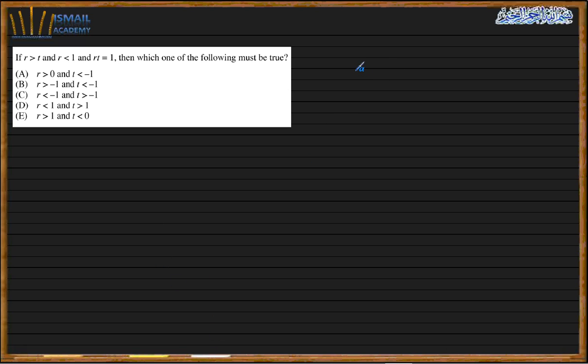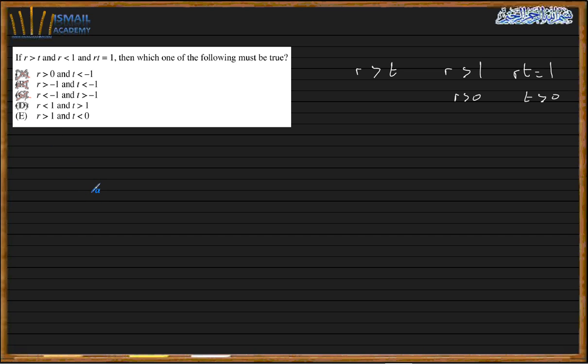If R is greater than T and R is greater than 1, and we have R times T is equal to 1. So this tells me that R is positive, and R times T is equal to 1, which is positive. That means T is positive because the product of two numbers with the same sign is always positive. So if R is positive, T must be positive. Now I know that both must be positive. Here I have T negative, which is not true. Here I have R negative, and here T is negative. So A, B, and C are eliminated.